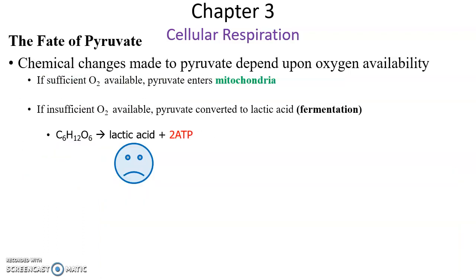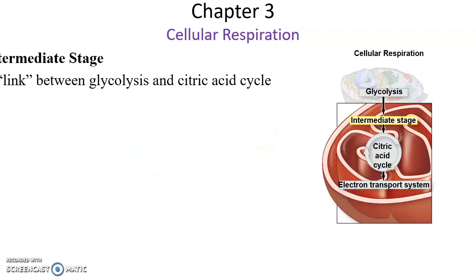What happens to pyruvate? Well, if there is sufficient oxygen, it will go to the mitochondria. If there is not enough oxygen, pyruvate gets turned into lactic acid. This is a type of fermentation. So glucose becomes 2 lactic acid molecules and 2 ATP, and that's it. This is inefficient. We don't want to ferment, but sometimes it happens, especially say in our muscle cells if you're working out really hard.